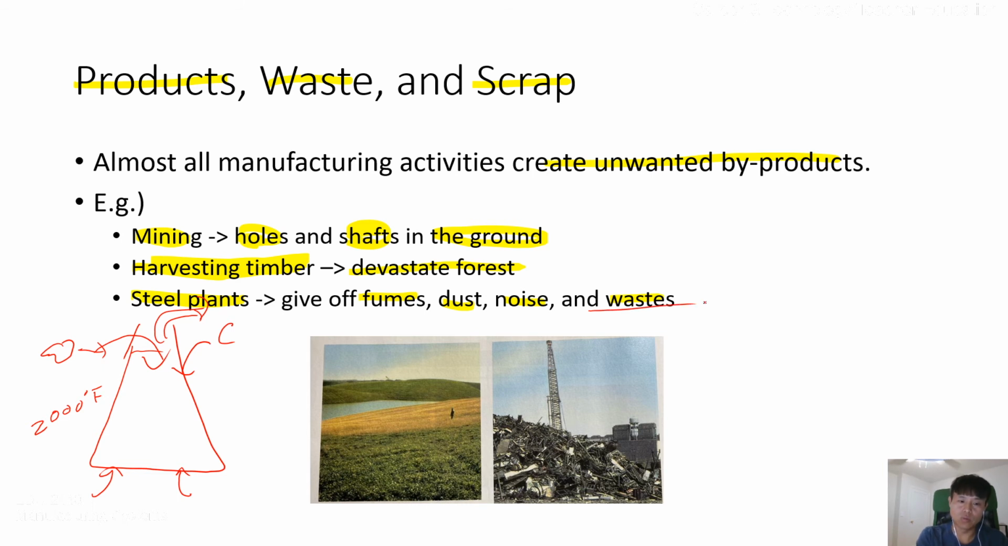Then the steel plant also uses lots of water, because after producing the metal, we need to cool it down, and that is done with water. That's why a steel plant consumes lots of resources. Also, after using the product, it leaves lots of garbage.